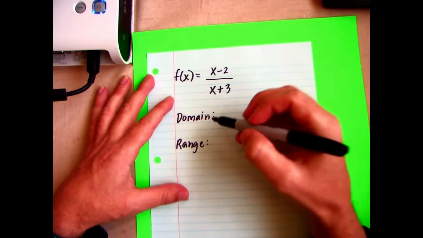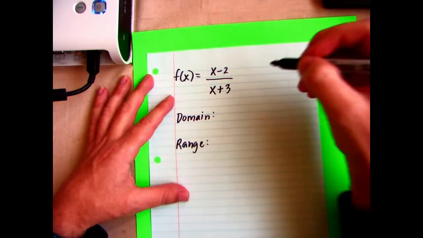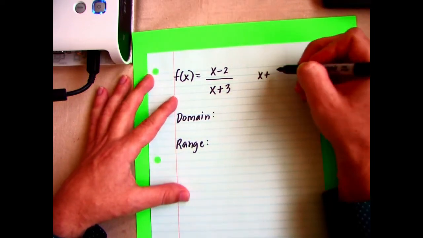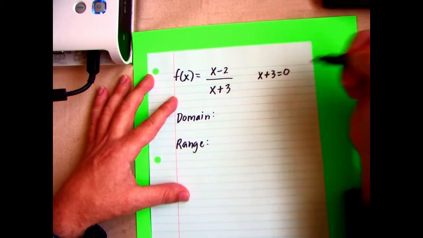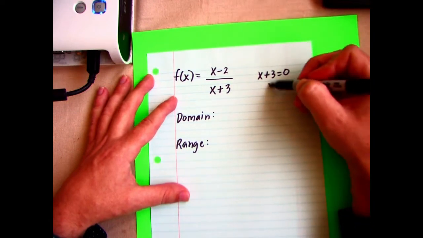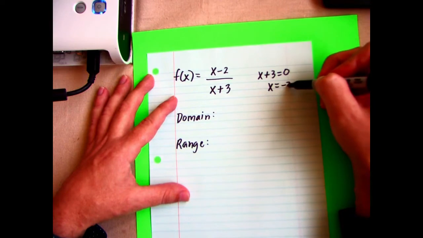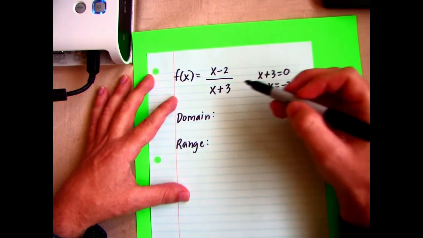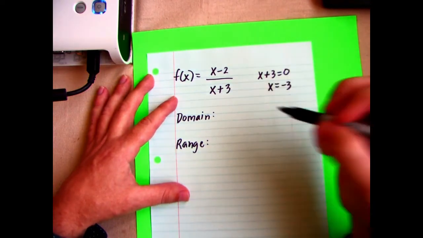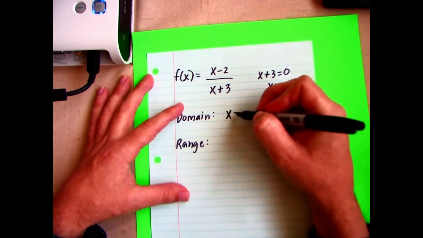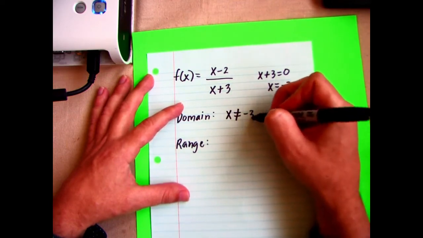So what does that mean? First domain. Look at the denominator. The denominator is x plus 3 equals 0. So what makes that denominator 0? The value of negative 3. So the domain is x cannot be negative 3.